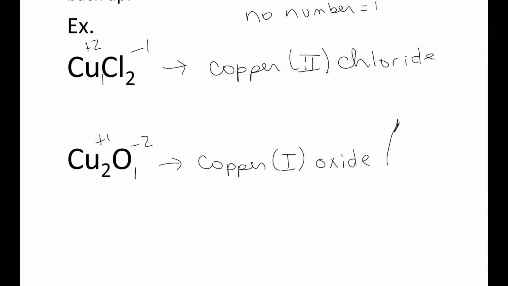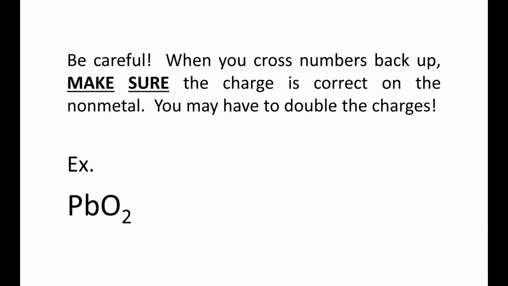Hopefully pretty straightforward. Okay, this is where you have to be careful though. When you're crossing back up, please, please, please double check that the charge on the nonmetal is what it's supposed to be. Because if not, that means you have to double it, because that means that formula originally wasn't in the lowest whole number ratio and you had to divide everything by 2 to get that.